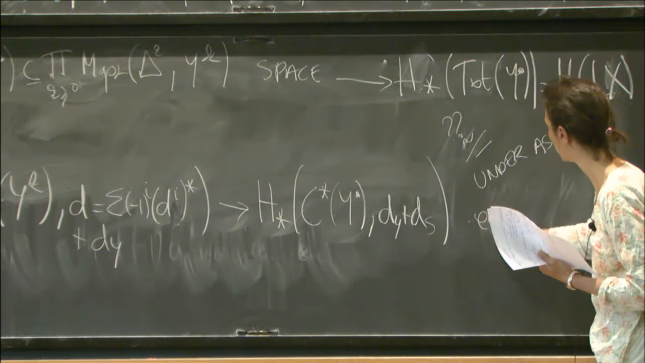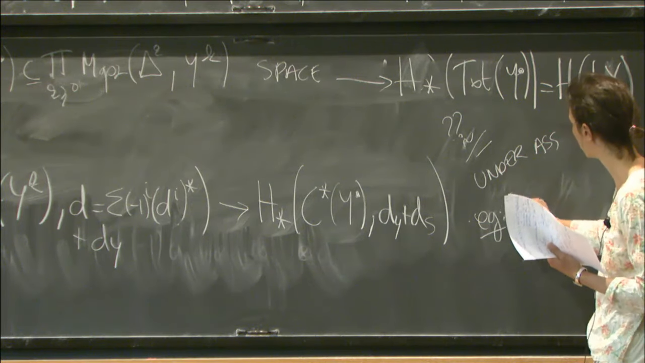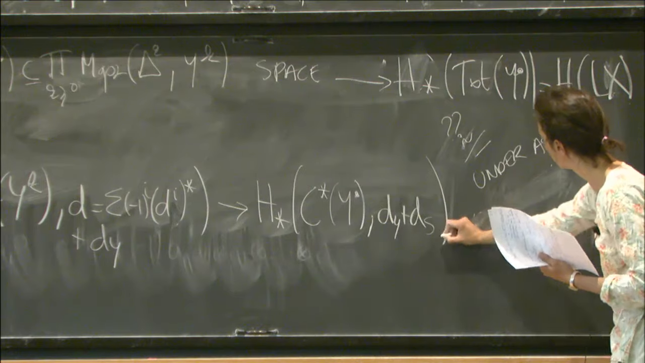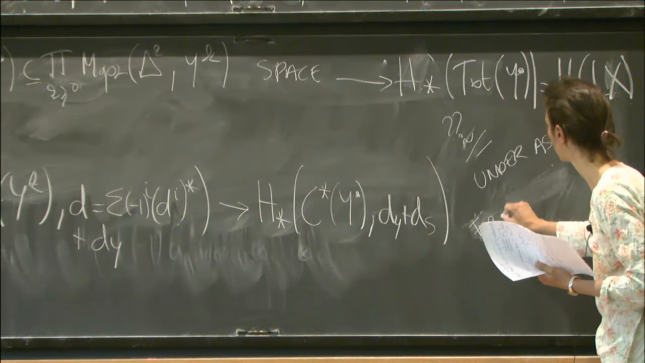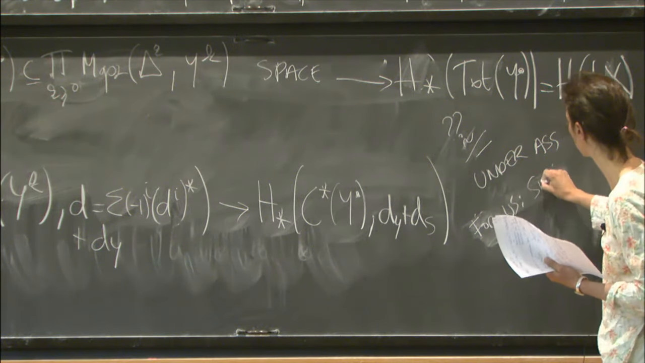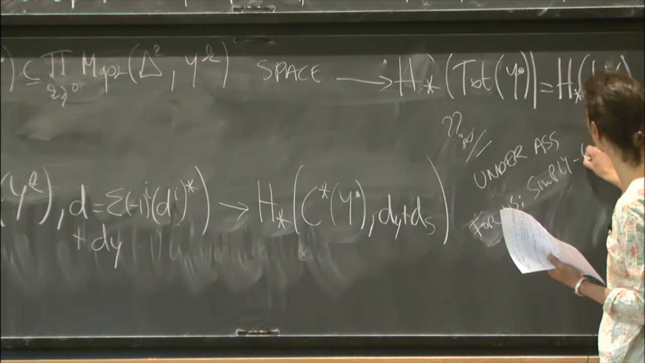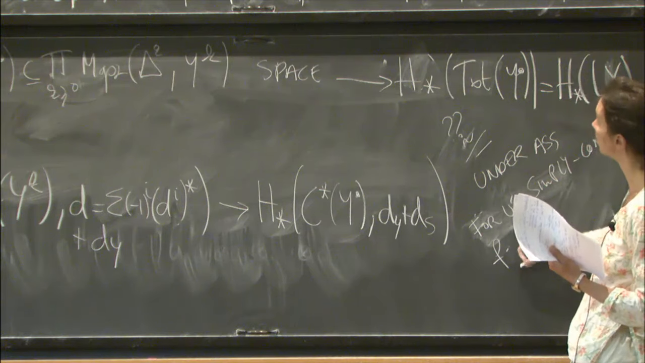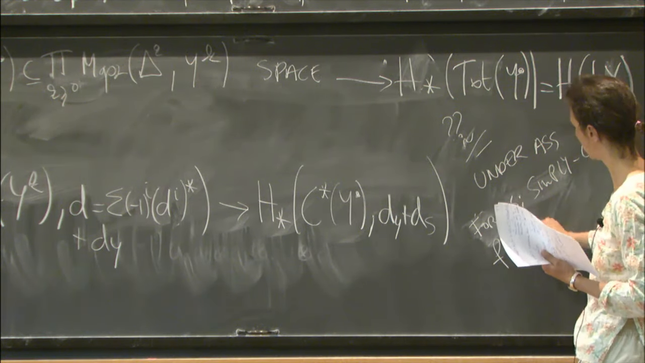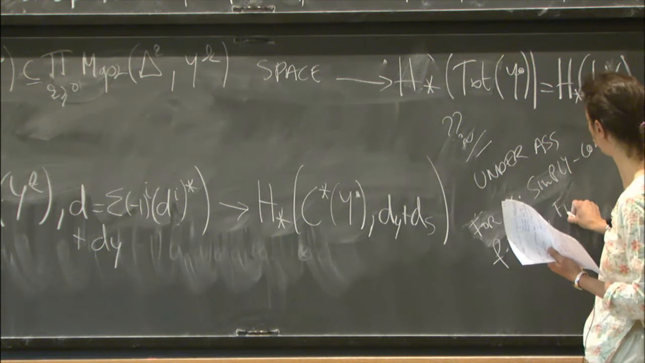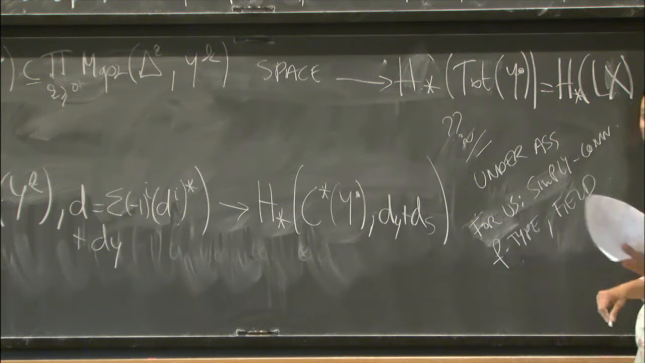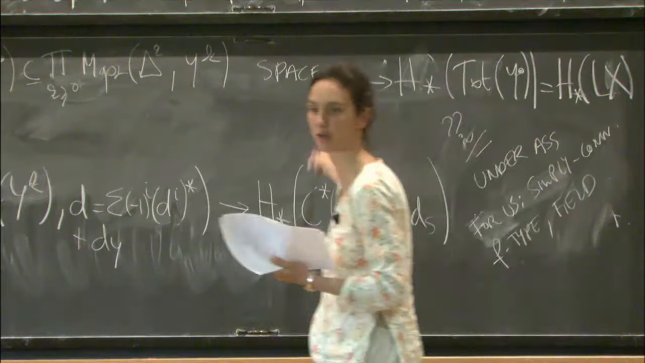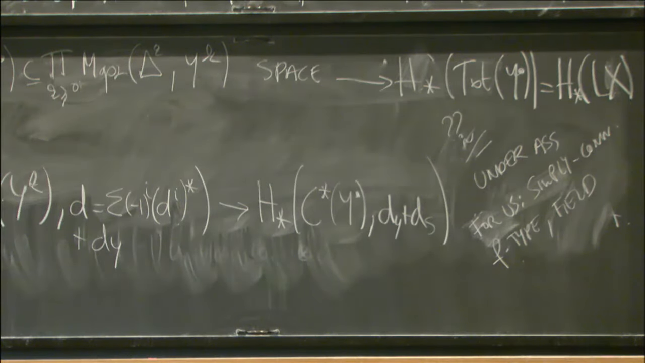Like, for example, in our case, simply connected. Well, for us, this is where the assumptions are: simply connected, finite type, field. Okay. If you can prove this theorem, whenever you can prove this theorem, the rest follows.